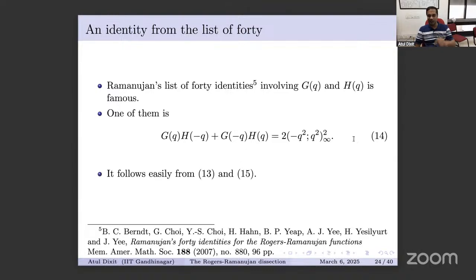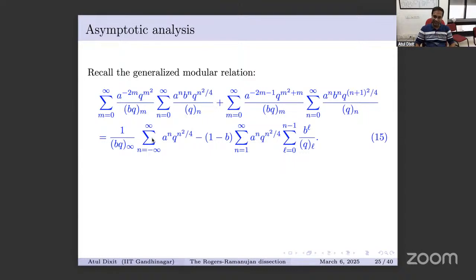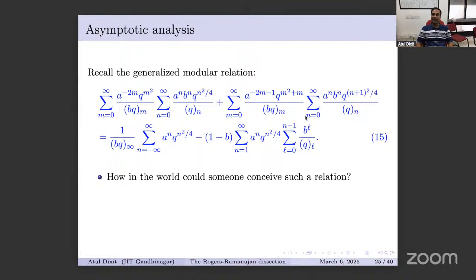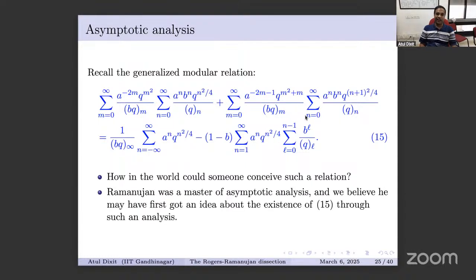Anyway, so this was one outcome of combining the two identities and appropriately specializing them. Again, here is that identity on page 27 that we started our lecture with. The important question is, how could one conceive such a relation? It is well known that Ramanujan was a master of asymptotic analysis. And it is our speculation that he perhaps got at this relation, or got a hint of this relation, through asymptotic analysis. So let me try to convince you.